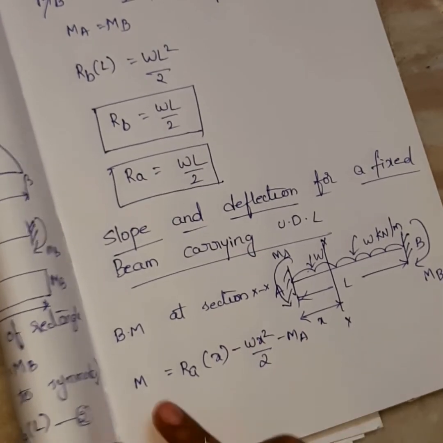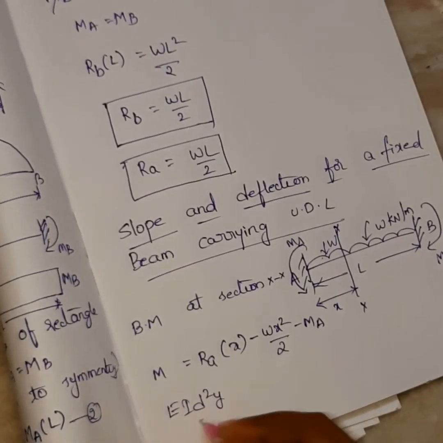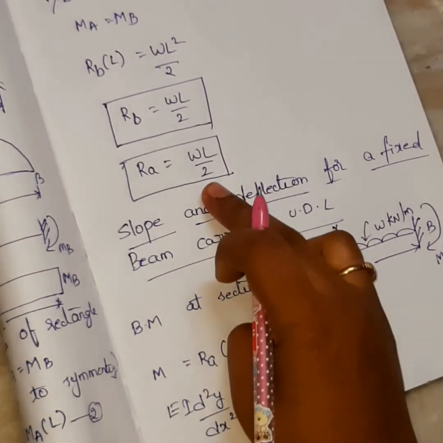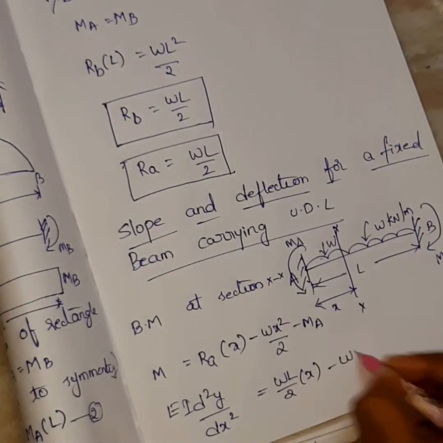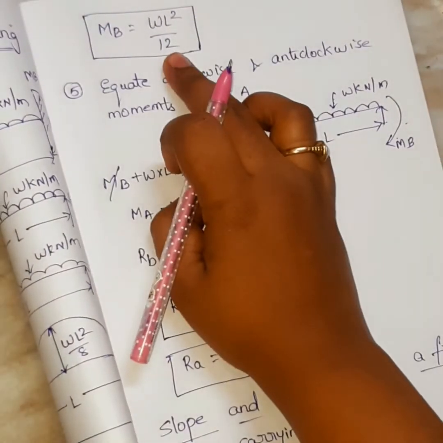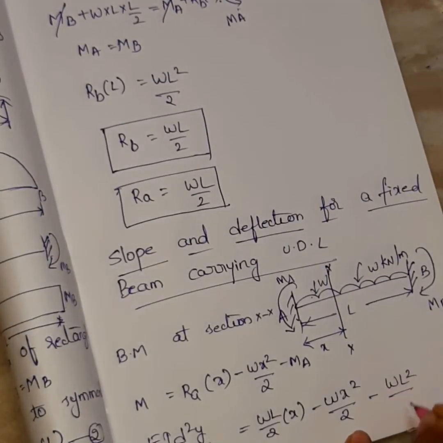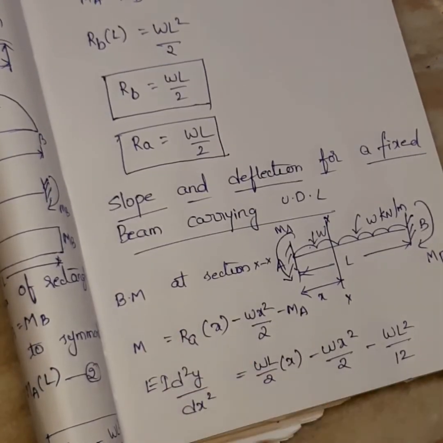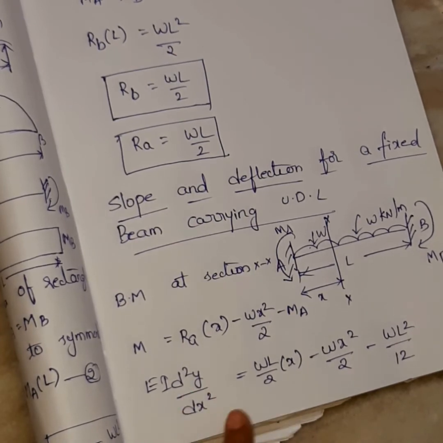By using Macaulay's method, what is the moment? EI d square y by dx square is equal to W, area how much we got? WL by 2 into x minus Wx square by 2. MA value how much we got? MA is equal to MB, so it is WL square by 12. Just I substituted the values, and in M place I am using EI d square y by dx square. By using Macaulay's method we already know.